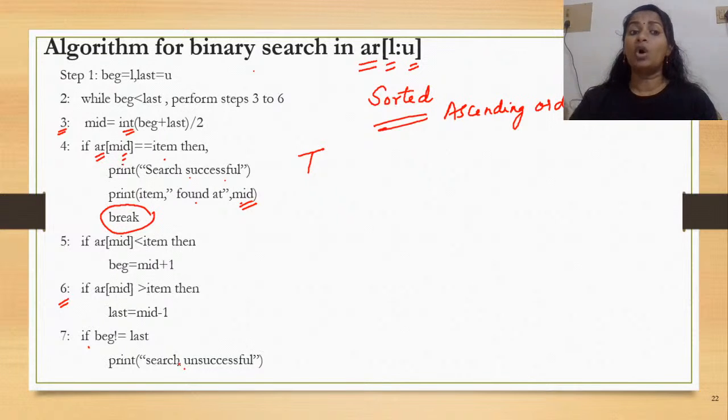Okay. But what if it was not found in the middle position? Now I go on checking if the value in the middle is less than the item, or if the item is greater than the value in the middle position. In this case, you're trying to find out if the item is greater than the value in the middle. So definitely you need to search on the right hand side, right?